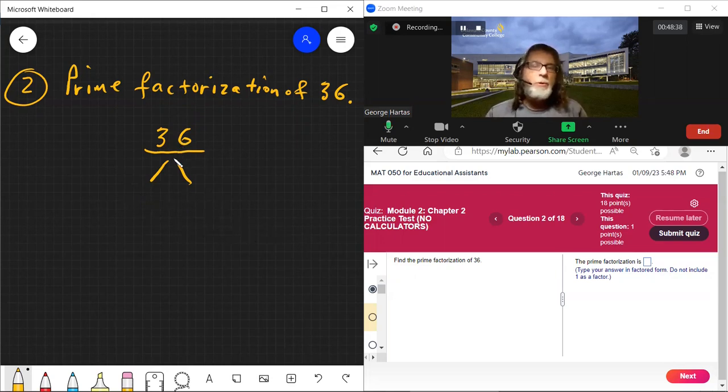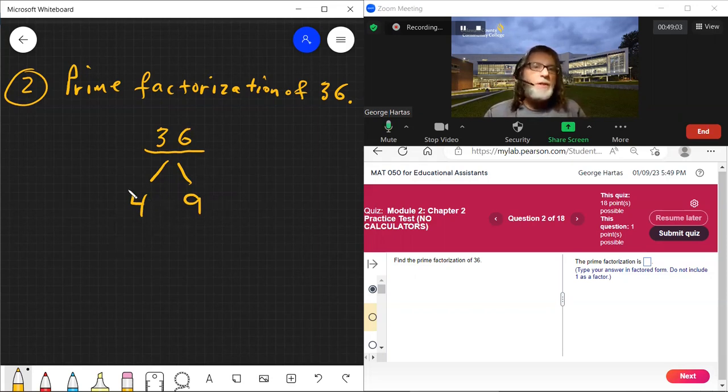Now, there's no right or wrong with the factor tree. You could say 2 times 18, 6 times 6, 4 times 9. It doesn't matter, because in the end, after you get all the prime numbers figured out, it'll be the same thing. So it doesn't matter. So let's just say 4 times 9. 4 times 9 is 36.